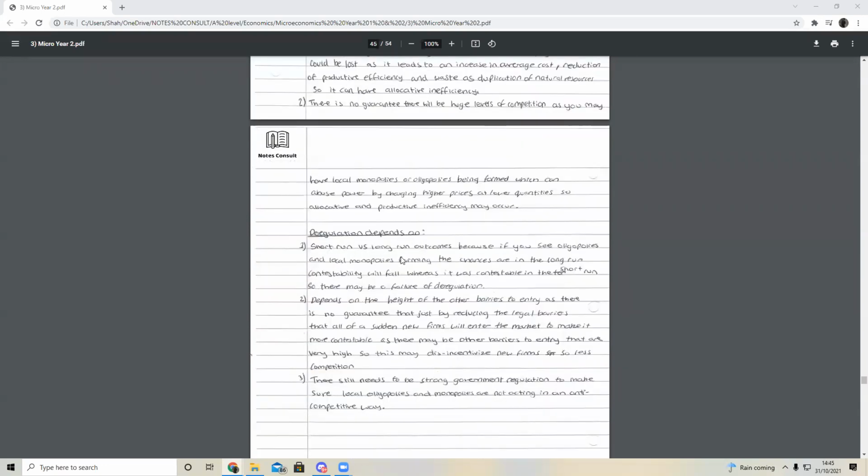Deregulation depends on short run versus long run outcomes, because if you see oligopolies and local monopolies forming, the chances are in the long run contestability will fall. Whereas if it was contestable in the short run, there may be a failure of deregulation. What does that mean? Oh, okay.